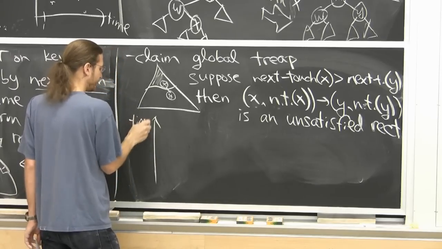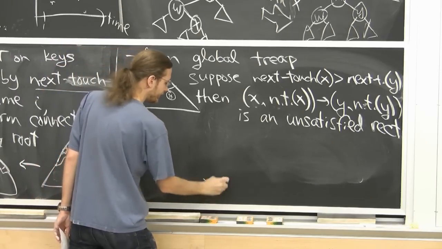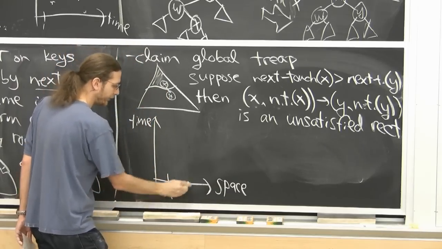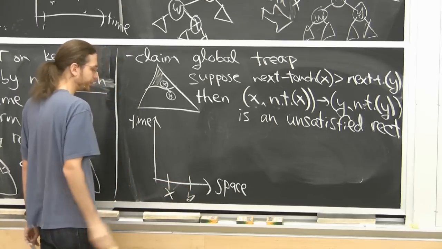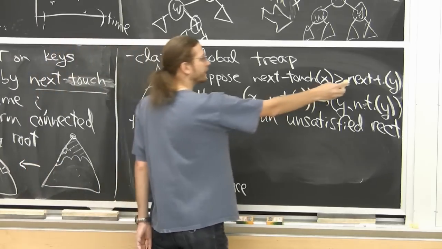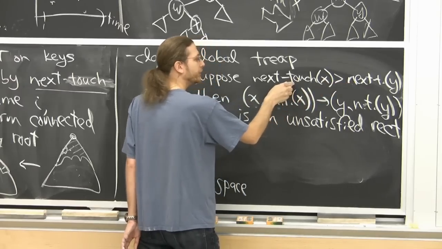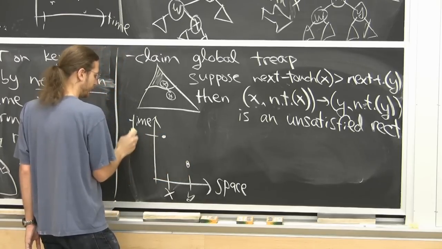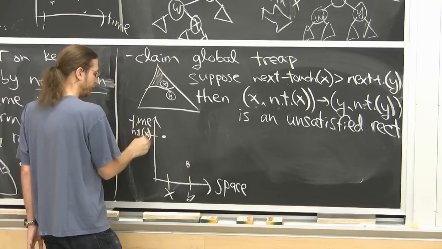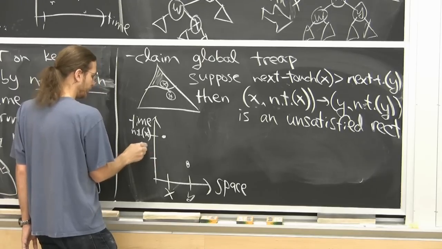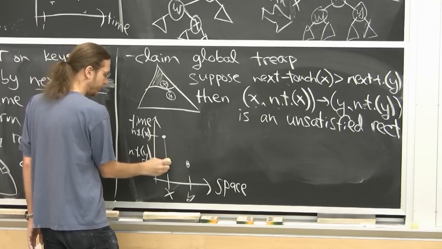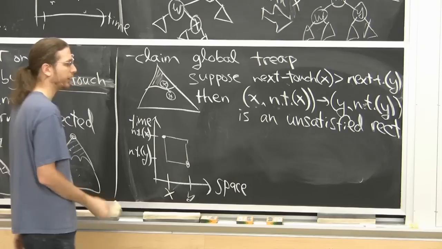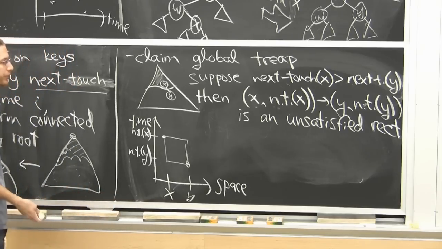Here's time. Here's space. I'm going to assume by symmetry x is to the left of y in key space. And now we're supposing the next touch time of y is earlier than the next touch time of x. So it looks like this. So this is next touch time of x. This is next touch time of y. And I claim that there are no other points in here. That would be a contradiction because we assume that the thing is satisfied.